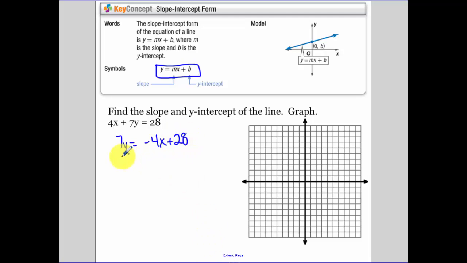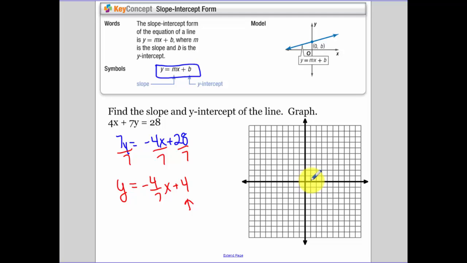Now I need to isolate the y, so I need to divide every term by 7. So we get this, and leave the slope as a fraction. My y-intercept is 4.